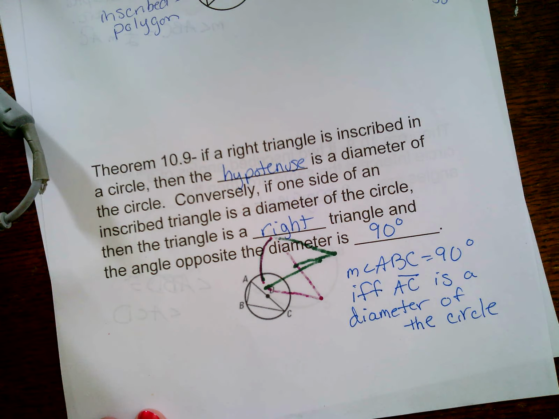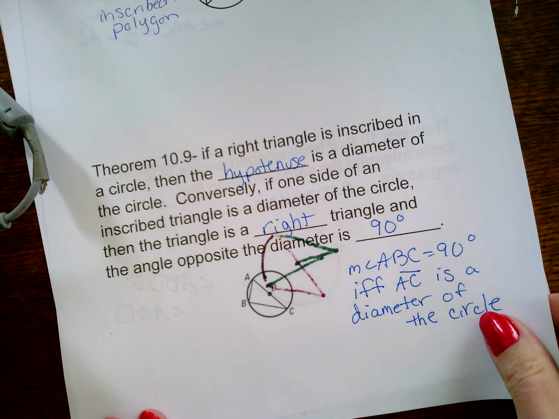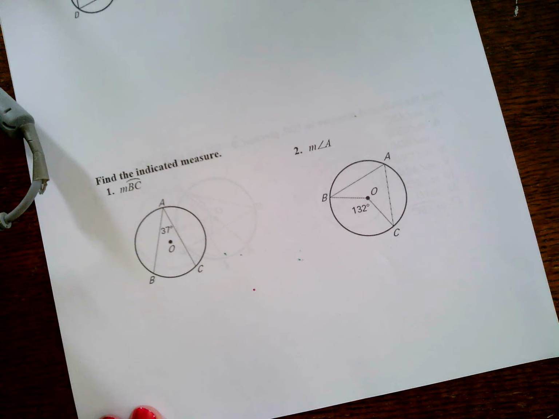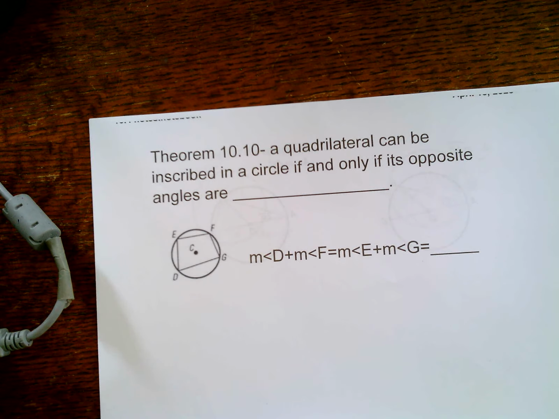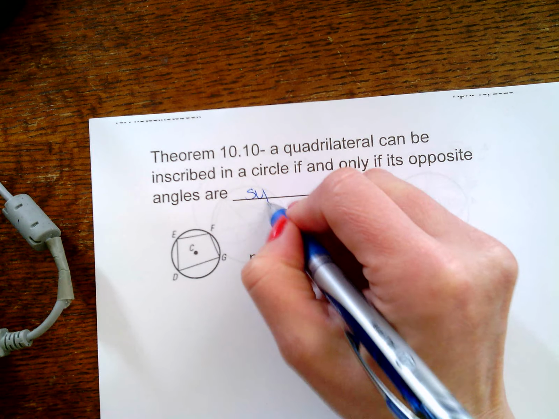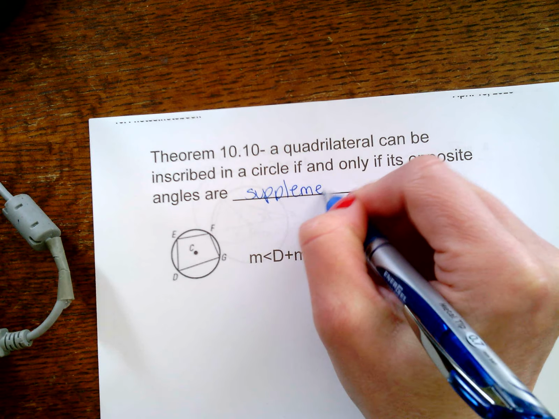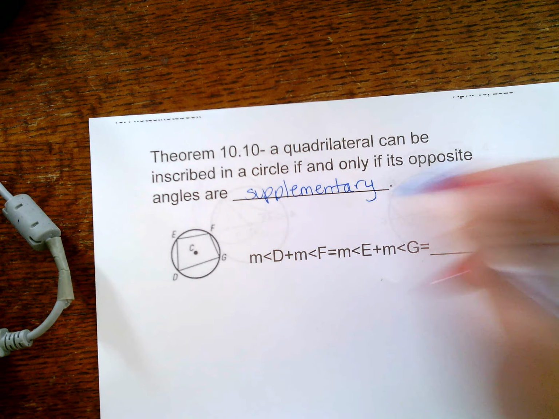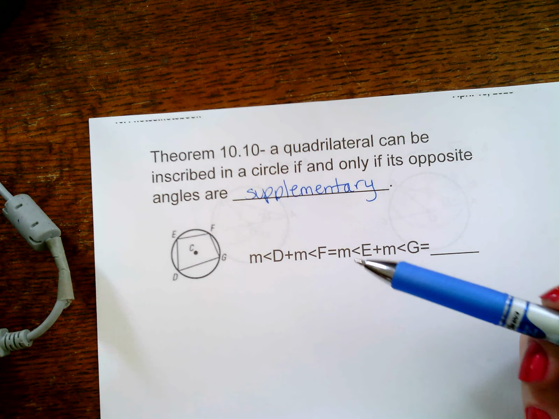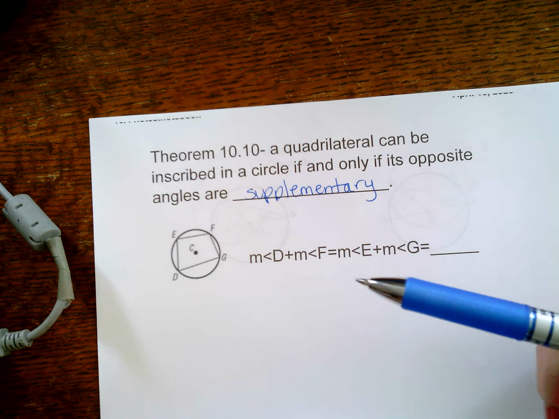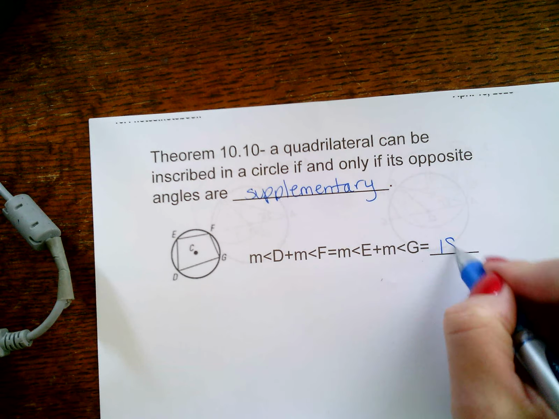All right, here we are. As I promised, theorem 10.10. A quadrilateral can be inscribed in a circle if and only if its opposite angles are supplementary. So what that means is if I added the measure of angle D and the measure of angle F, that would be equal to the measure of E plus the measure of angle G, which equals 180 degrees, right? So each one of those sums, D plus F would be 180, E plus G, 180.